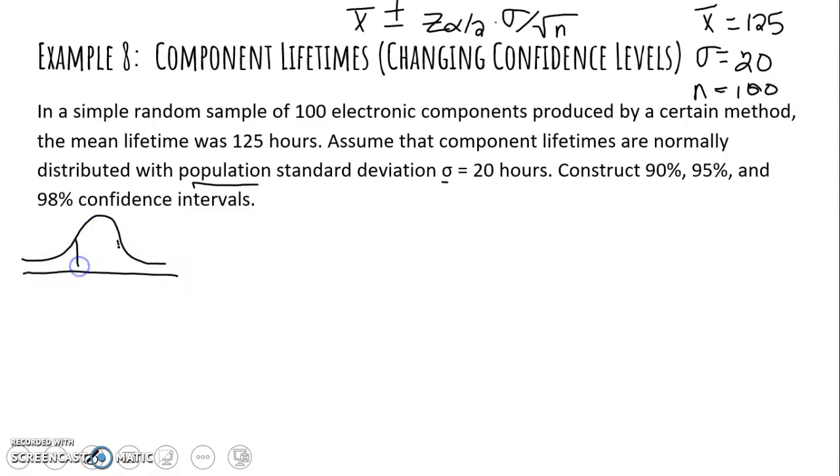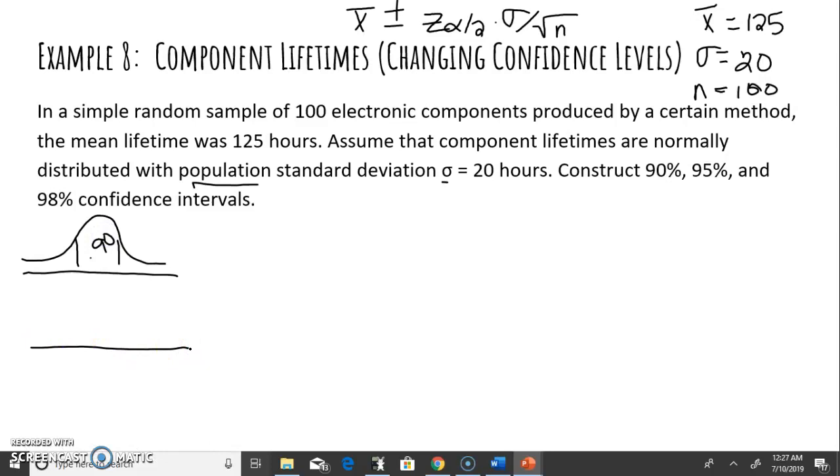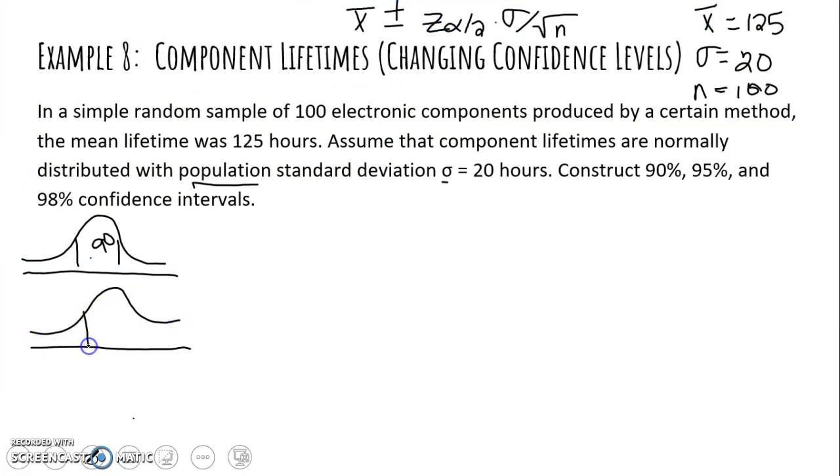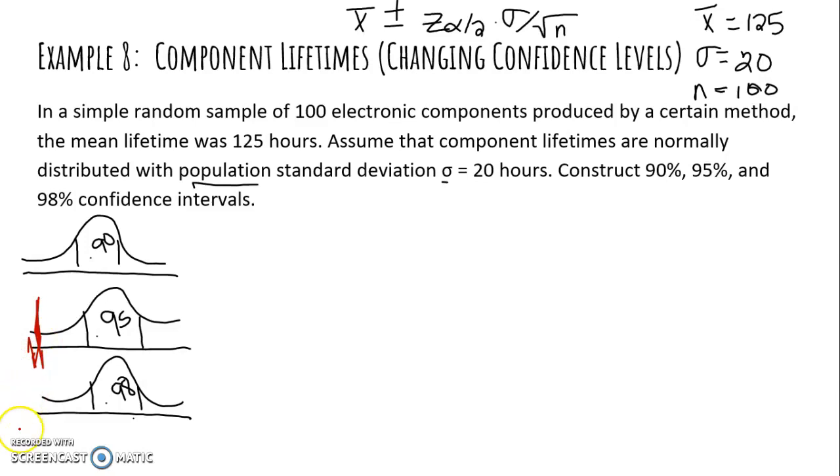So let's do the critical value for 90. Oops. The critical value for 95. And the critical value for 98. So looking at the first one, if the center is 90% for the confidence level, that leaves 10% on either side, so 5% on either side. So 90% in the middle, 10% between the two sides, which means each individual side is 5%.